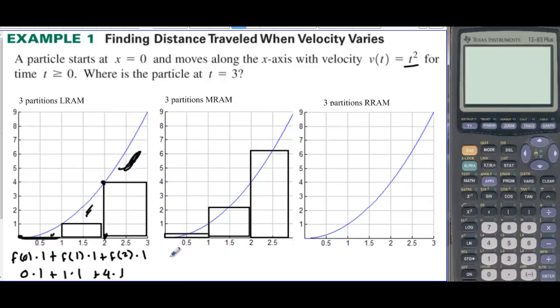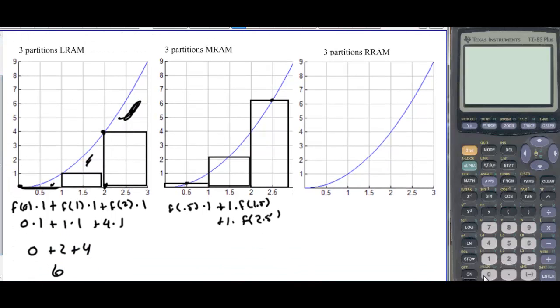Now we have f of 0.5, because the height now is right where the function is at 0.5, times 1. The base is still 1. And then we can do base times f of 1.5, plus 1 times f of 2.5, because that's where the function is hitting the rectangle. So let's get 0.5 squared plus 1.5 squared, and then plus 2.5 squared. All of these times 1, of course. So 8.75.